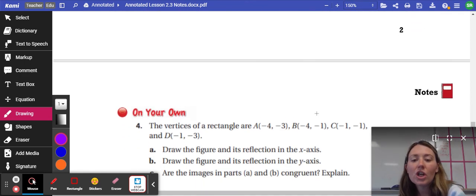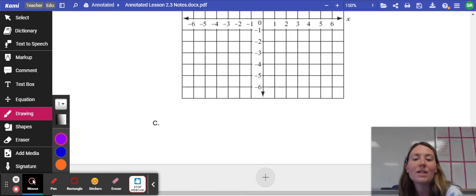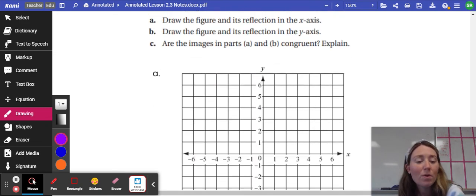All right, you guys are going to finish up by completing the on your own problems at the bottom on the last page. And your homework will be in Big Ideas.